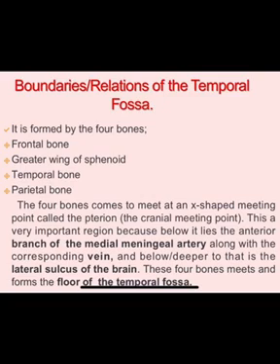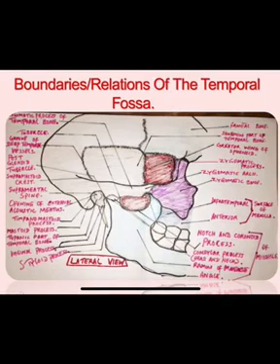So the 4 bones meet and form the floor of the temporal fossa. The frontal bone, greater wing of the sphenoid, temporal bone, and parietal bone meet and form the floor of the temporal fossa.